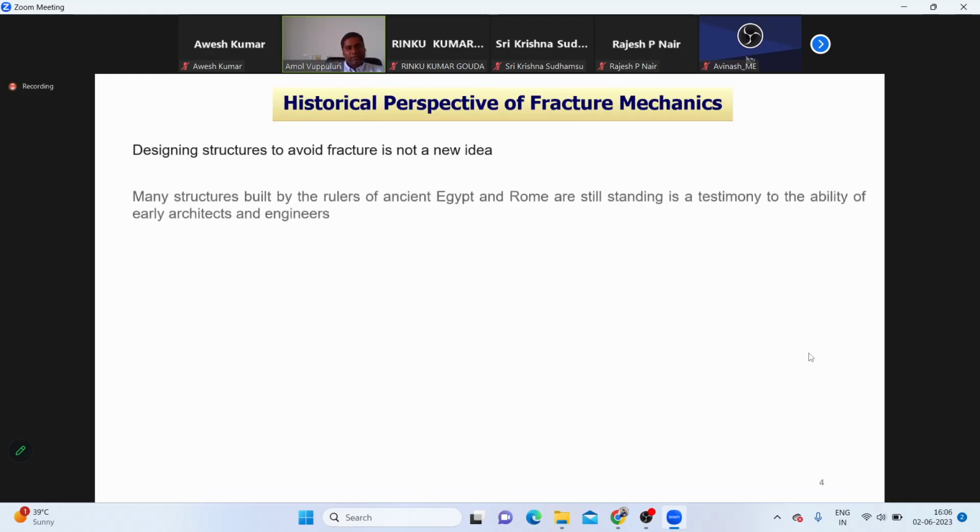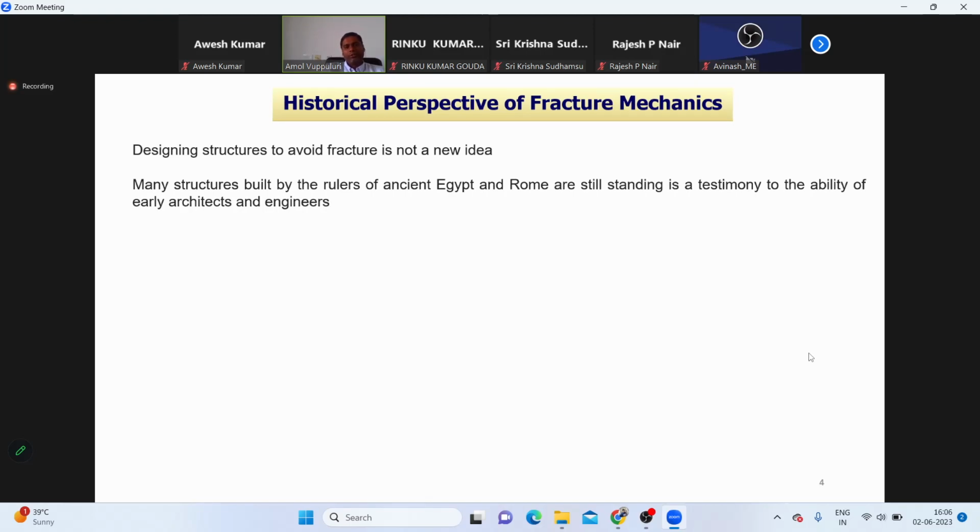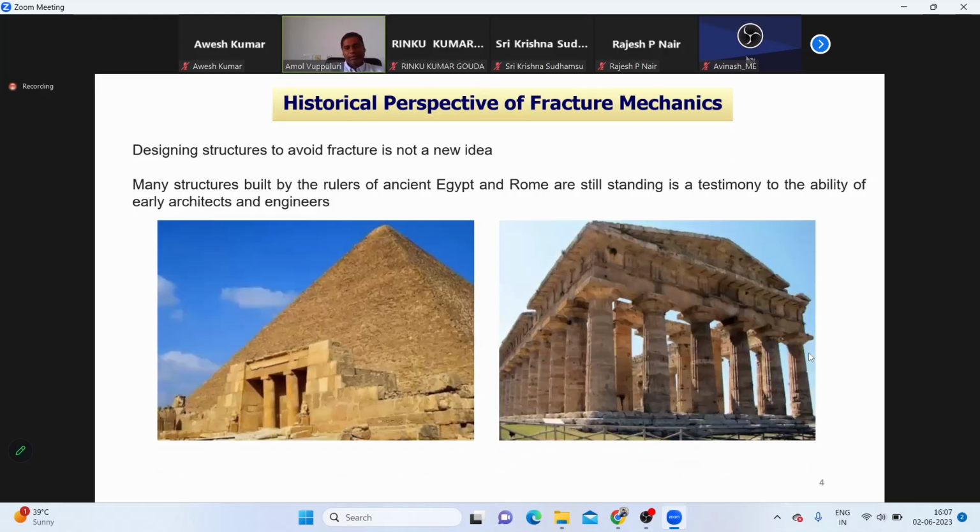Even if you go back to ancient Egyptian or Roman structures, they are still standing today. It's a testimony that the designs were very efficient even in those days. Some of the examples are the pyramids and Roman constructions. For example, the Giza pyramid is still standing safe. The reason is that these structures were made in such a way that crack propagation or fracture was avoided to the greatest possible extent by designing the structure in such a way that the majority of the structure was under a state of compression.